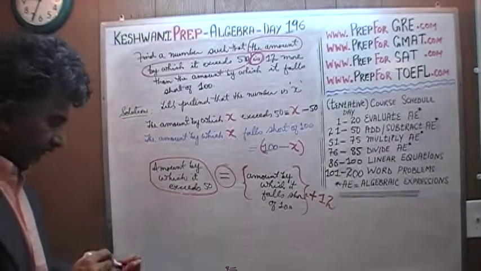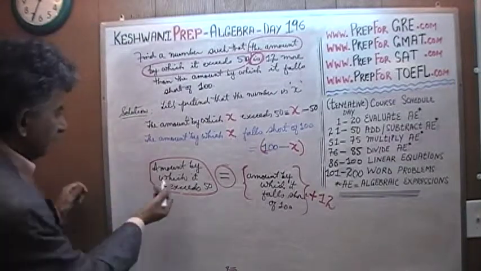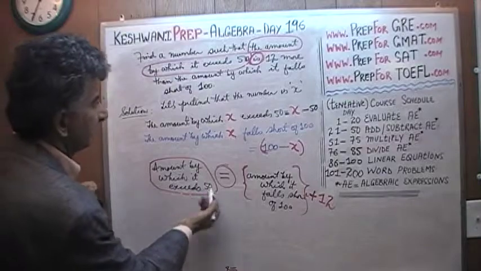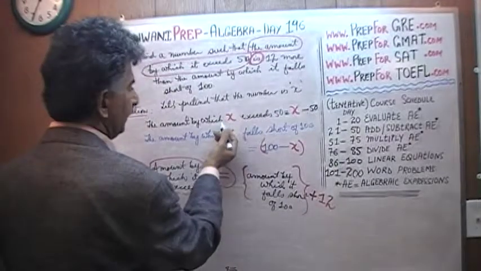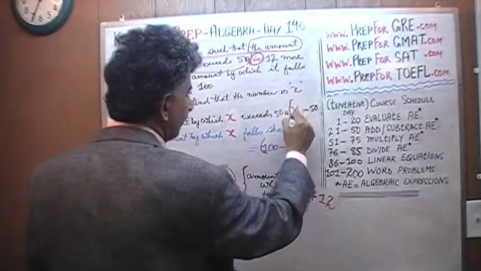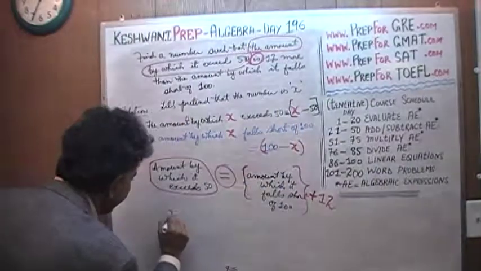That's it. The rest is simple. Now we put down our equation. The amount by which x exceeds 50 is right here. It's x minus 50.